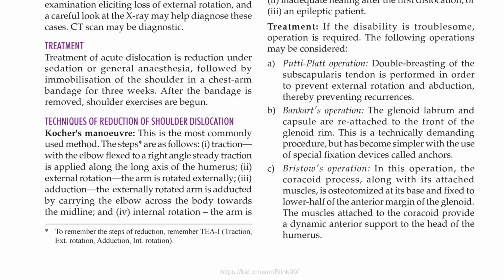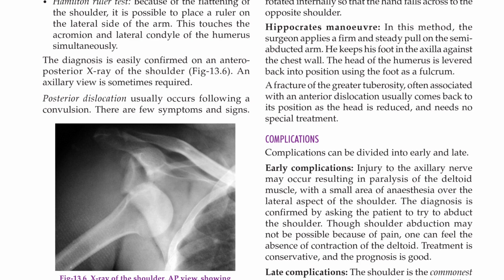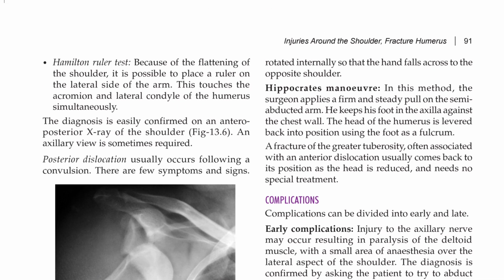The arm is rotated externally. External rotation, and then adduction. The externally rotated arm is adducted by carrying the elbow across the body towards the midline. Okay, and then internal rotation. The arm is rotated internally so that the hand falls across to the opposite shoulder.